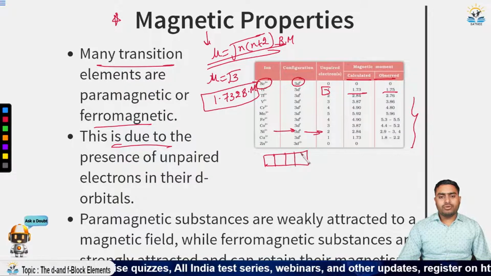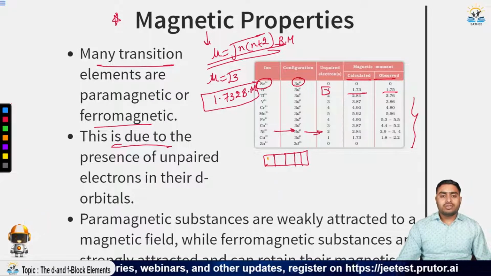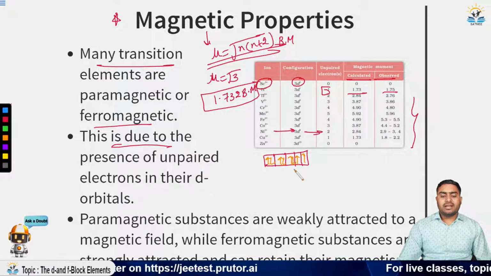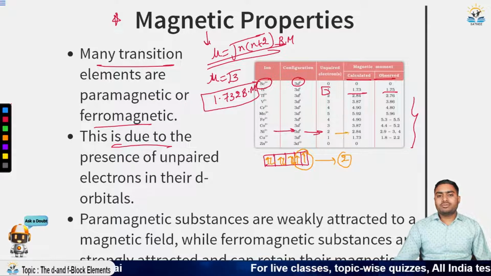1 2 3 4 and 5. So you know very well how to fill electrons. So 3d8, you have to fill 1 2 3 4 5, then 6 7 and then 8, right? So you can see only 2 electrons are unpaired. So 2 unpaired electrons, that means 2.84.